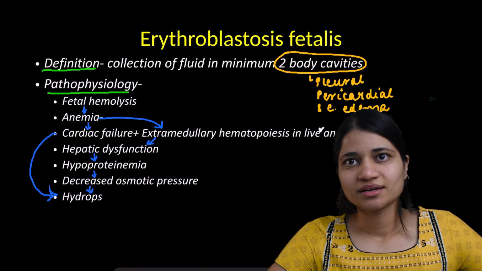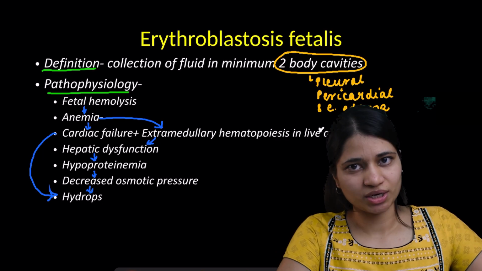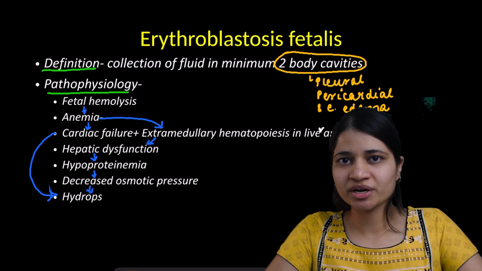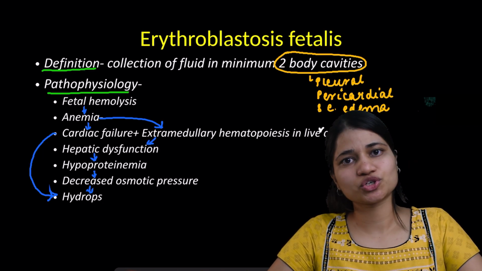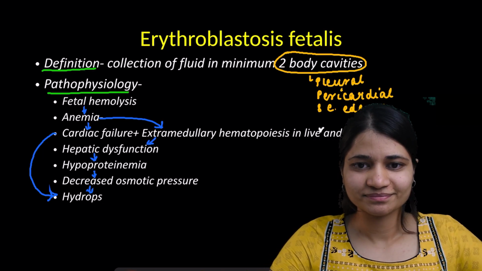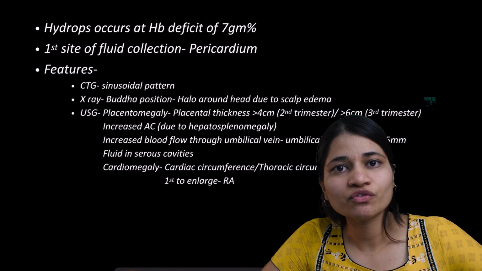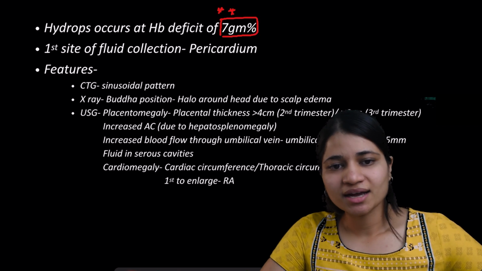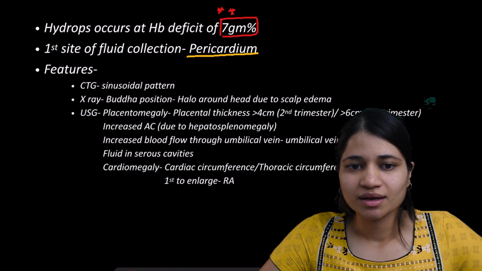So let's revise. The pathophysiology of erythroblastosis fetalis occurs because of fetal hemolysis causing anemia, which causes cardiac failure. Also, it predisposes to extramedullary hematopoiesis in the liver and spleen, causing hepatic dysfunction, which causes hypoproteinemia, which then results in hydrops. Is that fine? So when does hydrops occur? There should be a hemoglobin deficit of at least 7 g% for hydrops to occur. And guys, did you know what is the first site of fluid collection? It is the pericardium.